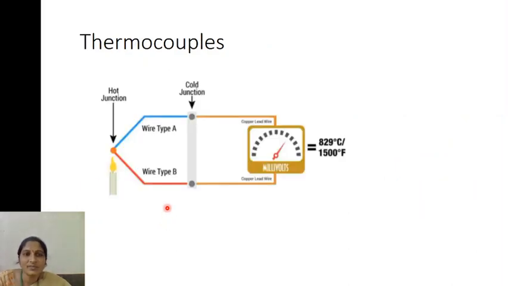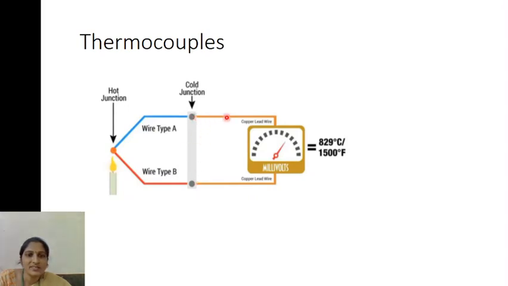Next one is thermocouples. This is the construction diagram of a thermocouple. You need to maintain two junctions here: one is the constant hot junction and the other is the cold junction. The hot junction is where you need to increase the temperature; here you place something like a candle so that you can increase the temperature. And this is the cold junction. In between these two junctions you need to place two wires, this is type A wire and this is type B wire.